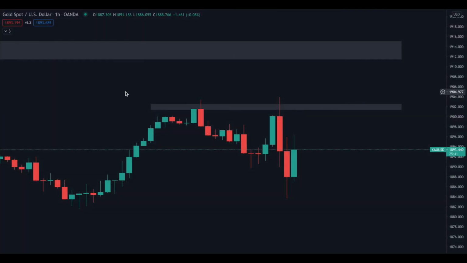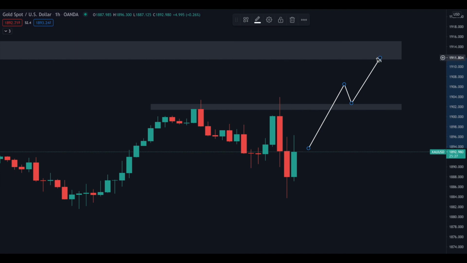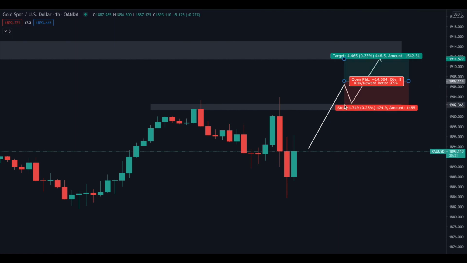So in the case of gold, I know that I want to buy gold as the daily candle flips bullish and breaks this resistance at 1902. So what I'm going to do is actually use this path tool to draw what I want to see. I want to see a break of that level, a retest, and a continuation. Now my execution would be on the break of this high. I would define my stop loss below that low and target a 1-to-1 trade.